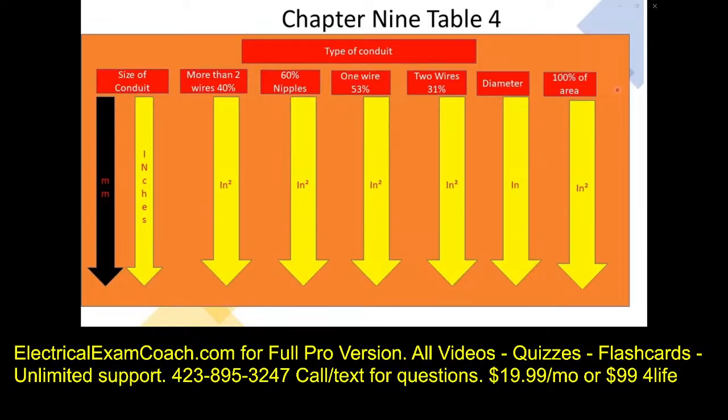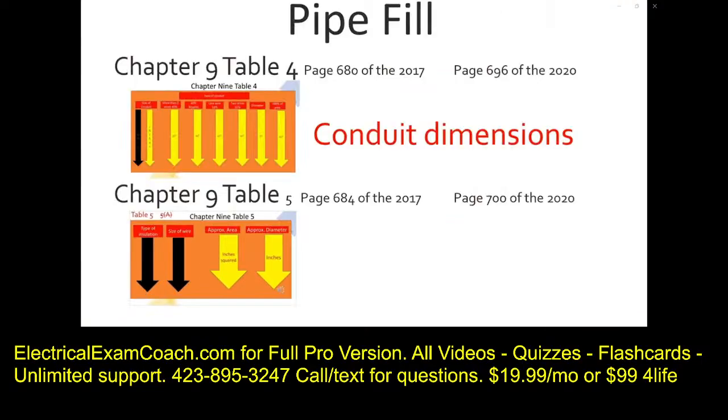All you have to do is remember to come to Chapter 9 Table 4, find your type of conduit, slide over here to the 100%, and you'll be able to look it up and find that one easy. Let's get to it. Now that we've learned all about Chapter 9 Table 4 and that it's all about conduit dimensions, now let's head to Chapter 9 Table 5 and let's learn about the conductor dimensions.